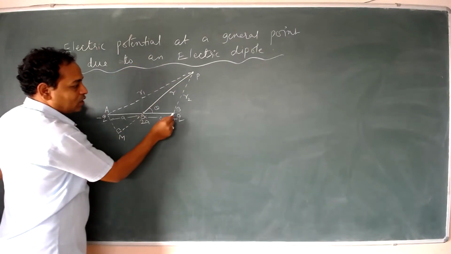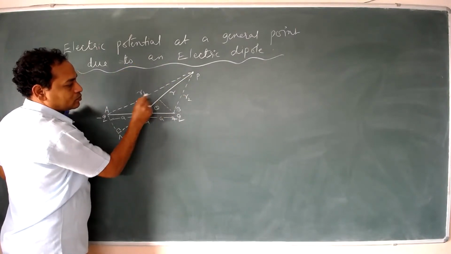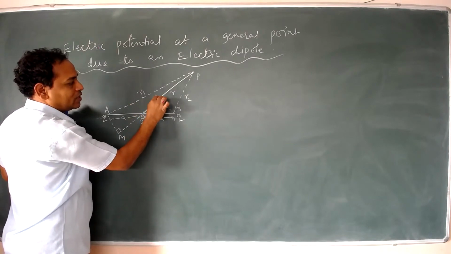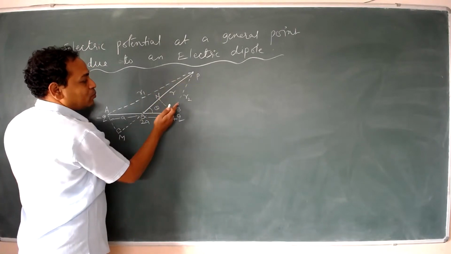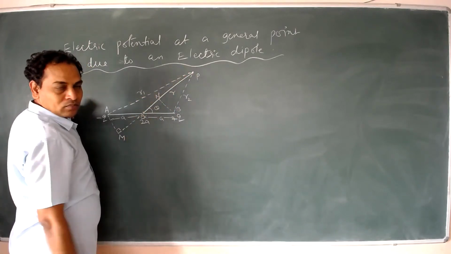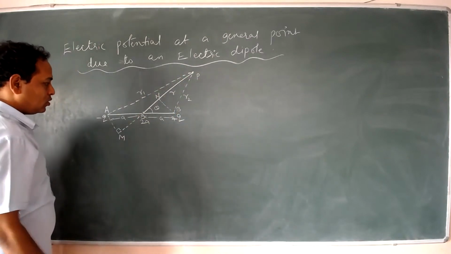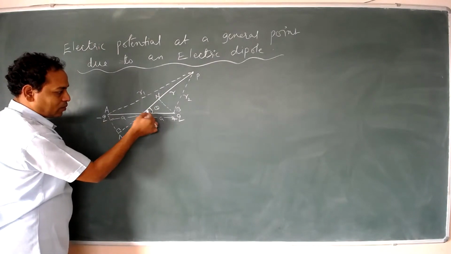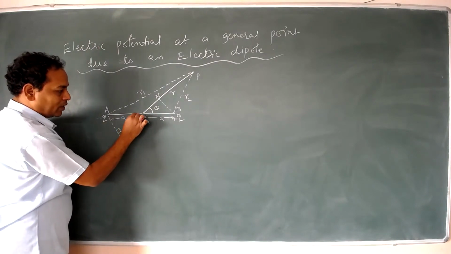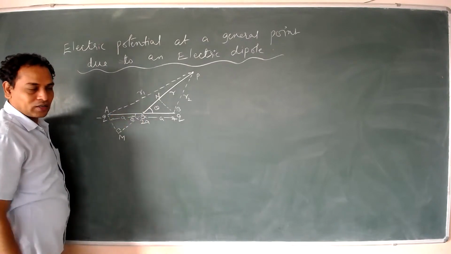Similarly, from this point also I will draw one more line like this, and I am calling this point N. That means BP and NP are both equal. This length and this length are both equal. So if this is the angle theta, then this opposite angle will also be theta only.